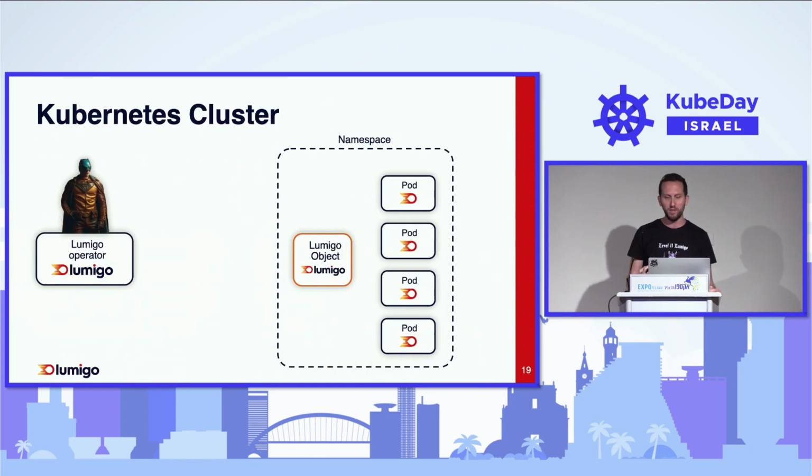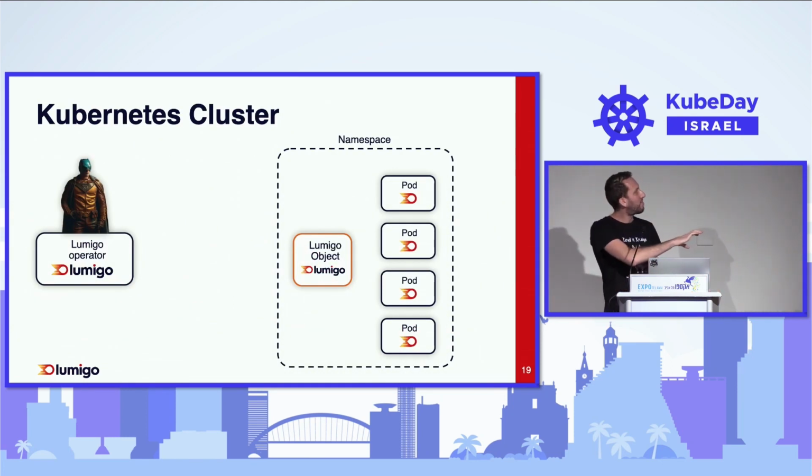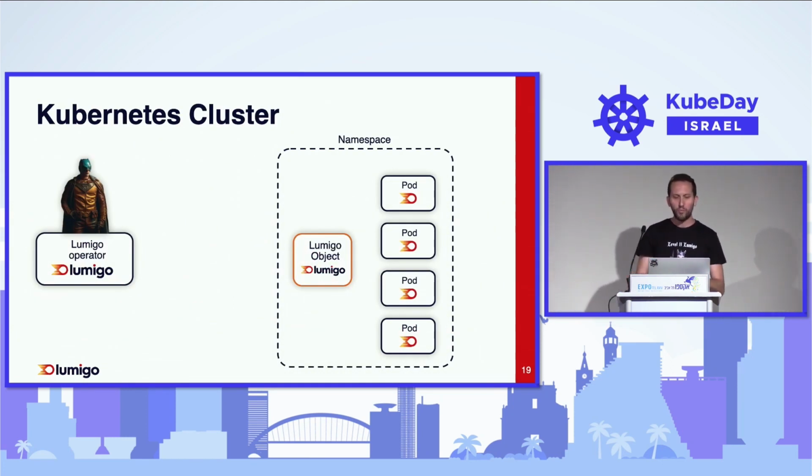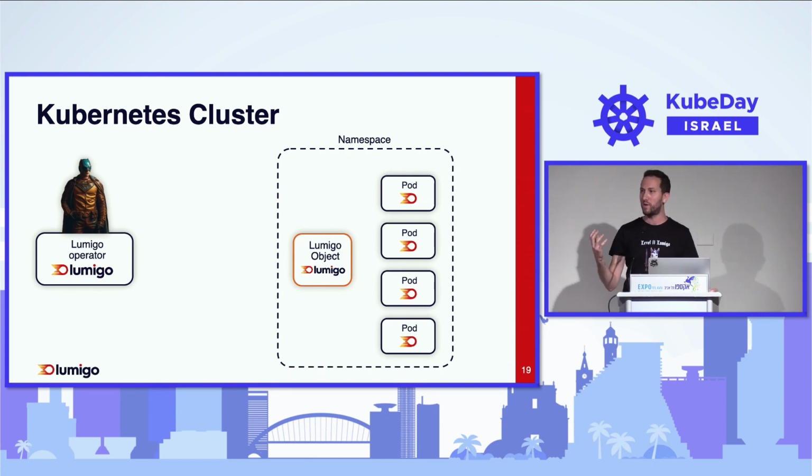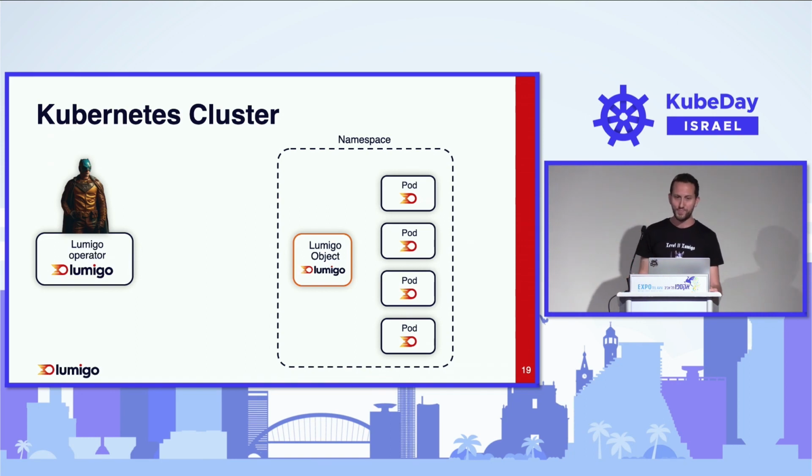Now, what does that mean? Think of this slide as your cluster. The Lumigo operator is installed in your cluster. You then have your namespace, where you put the Lumigo object in. And all the Kubernetes objects, all the pods, get automatically instrumented with the right tracer. So if the pod is running a container running Java, you'll get a Java tracer. If it's Node, you'll get a Node tracer, et cetera.